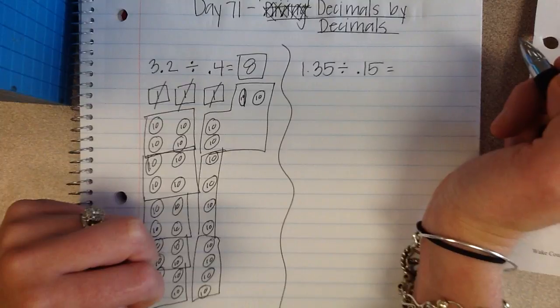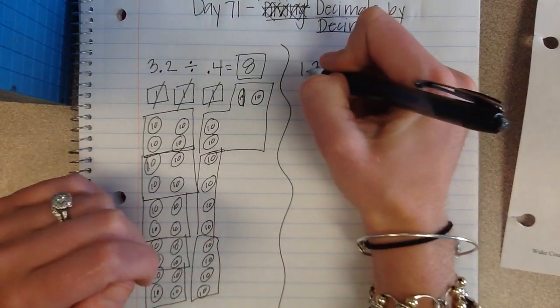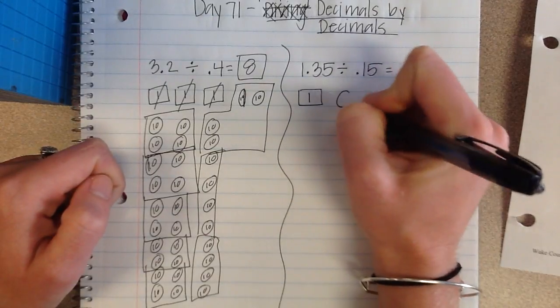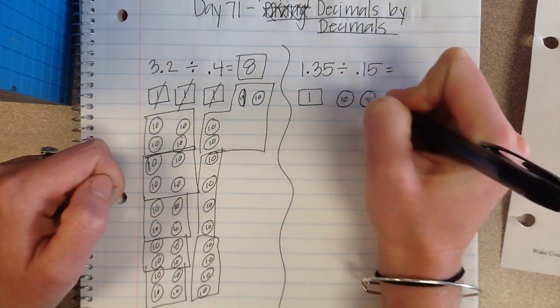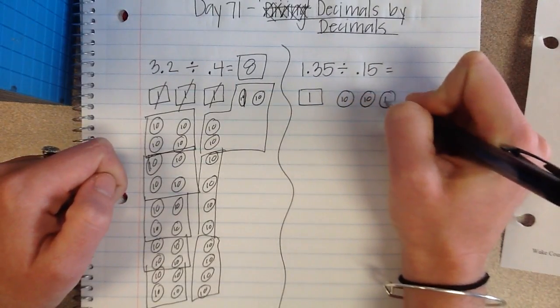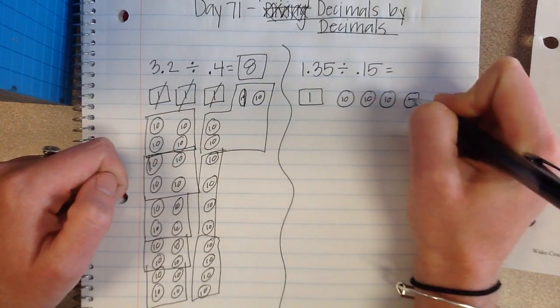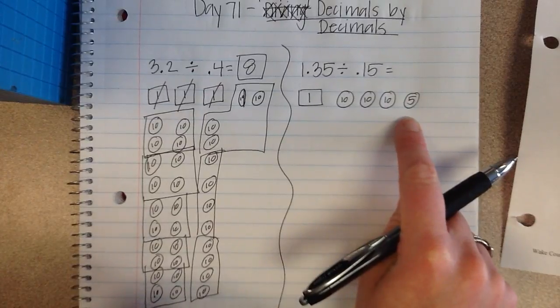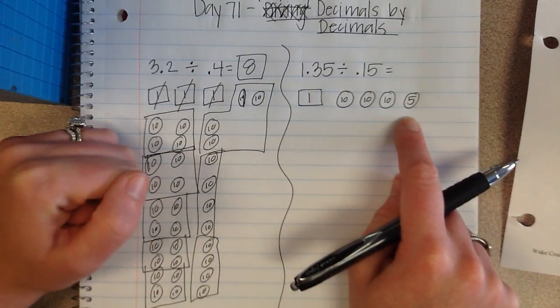Okay? So, I need to draw my total amount out. 1, 2, 3, 5. I've drawn my total amount out. That's always my first step. Always, always, always draw your total amount out.